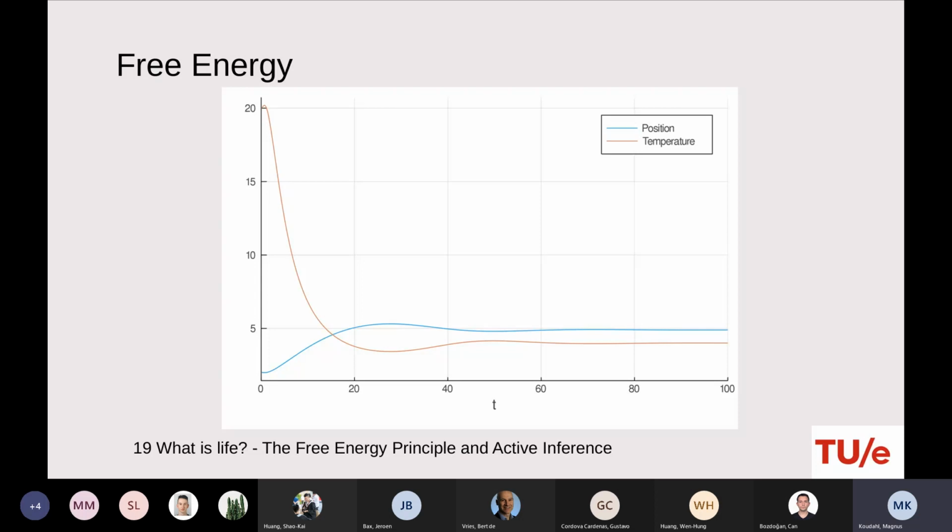So what is shown here is an agent, or the trajectory of an agent, that lives on a 1D number line, and it has a position. That is the blue line, and there is a heat source on this number line, and it has a preference for keeping its body temperature at 4 degrees, because 4 is a good number for this agent.